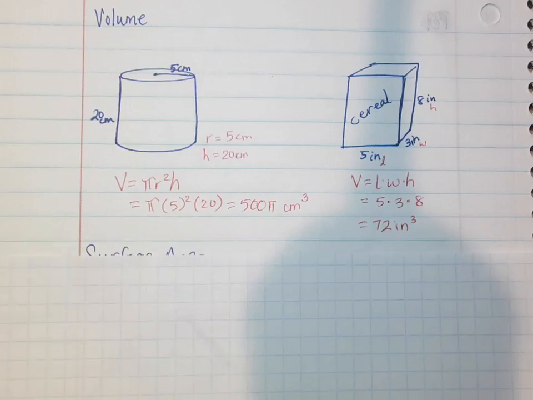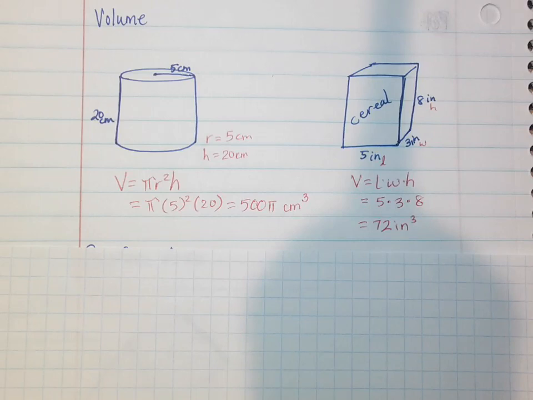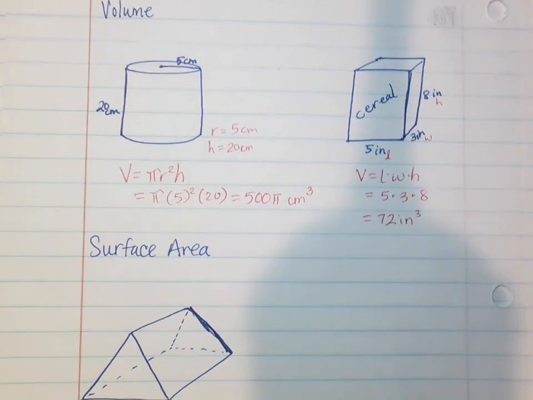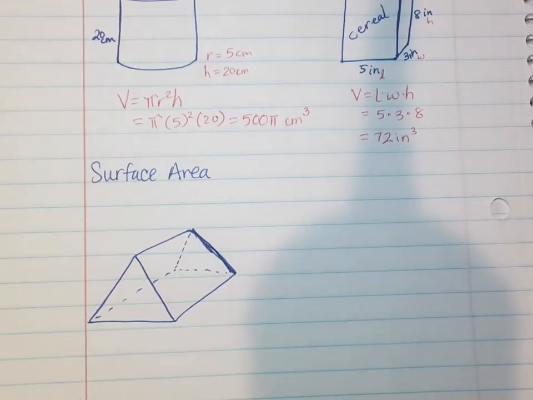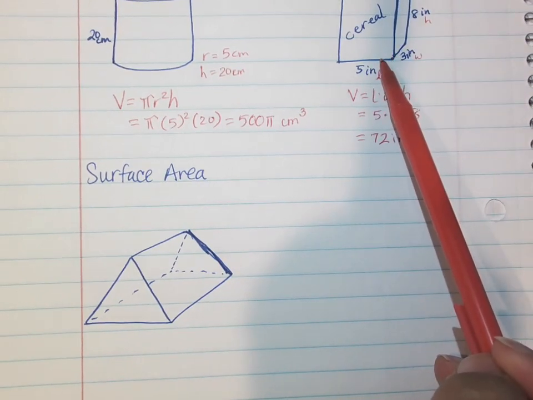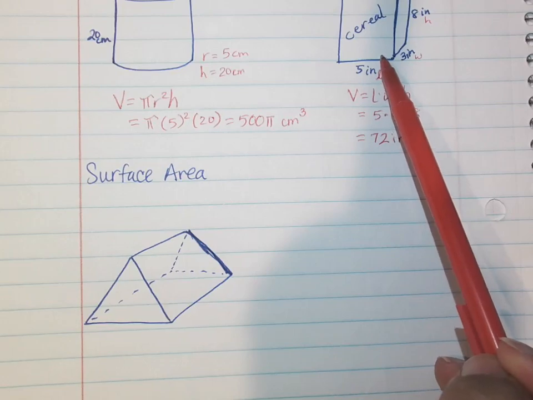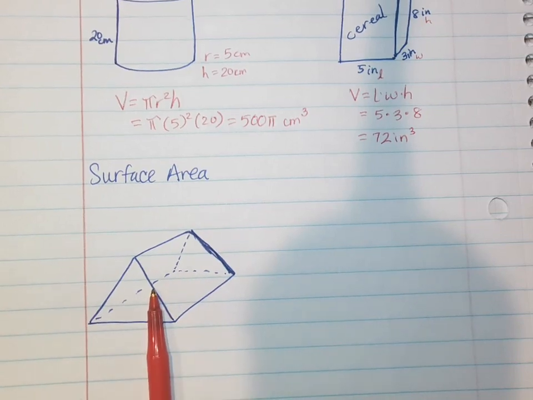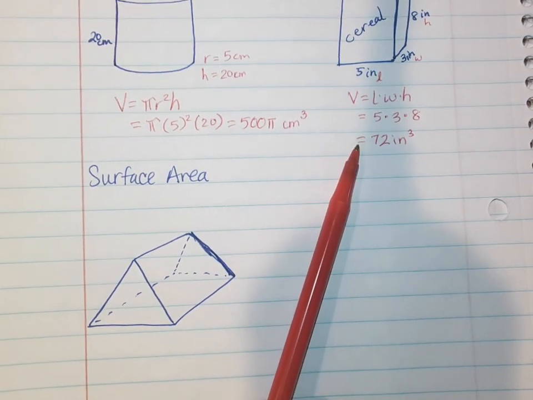Okay, so that's volume, and you can practice the different shapes from the formula page, but it's basically like that for all of them. You just find the formula and plug them in. So now we're going to talk about surface area. Surface area is the outside of a shape. For example, the cereal box, if we were just talking about the cardboard in that box. So the outside part.